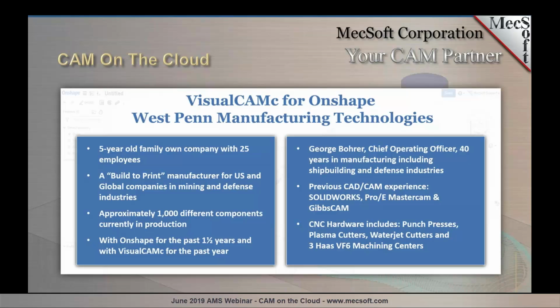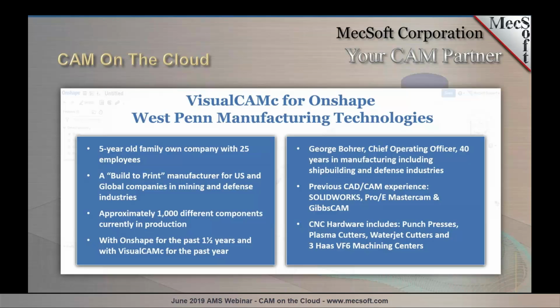He has a lot of years in manufacturing, worked for a lot of different companies in shipbuilding, in a lot of different industries. And he decided to just let it go and start his own company, him and his family. So it's a family-owned company, about 5 years old. They have about 25 employees, and they're a build-to-print manufacturer. So all they get is a PDF drawing. And it's got the specs and all the information they need to quote the part and to manufacture the part. So they take that print and they model it in Onshape.